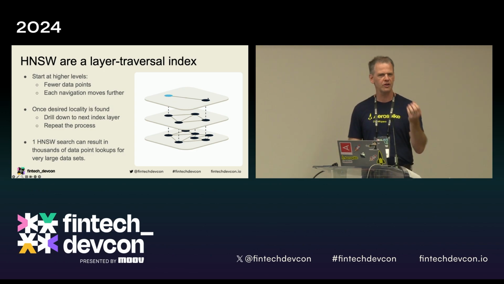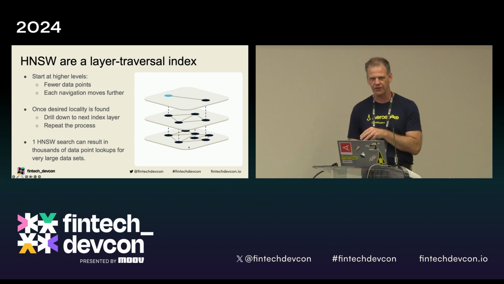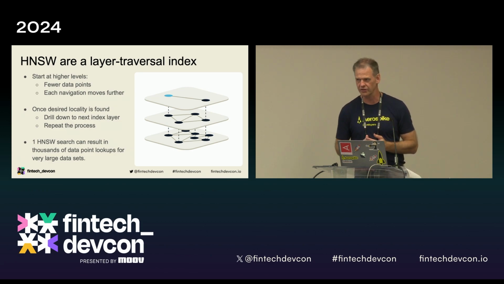Once I find the point that is closest to the vector I want, then I can drill down to the next layer. I get more data points, but it's localized to that point that I just found. So I can do, again, a comparison of vectors there and drop down the next layer when I find the closest one. So that process we just went through, which is implicit to us as humans, that's how an HNSW works. It's not rocket science.